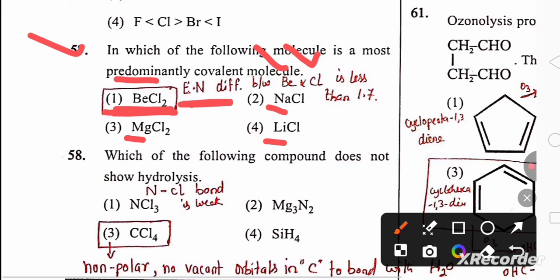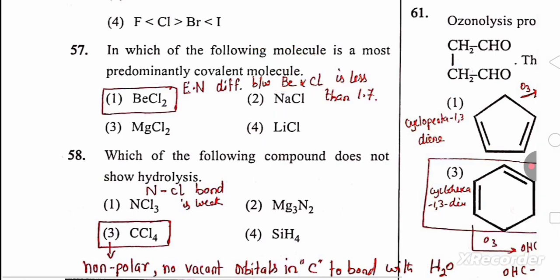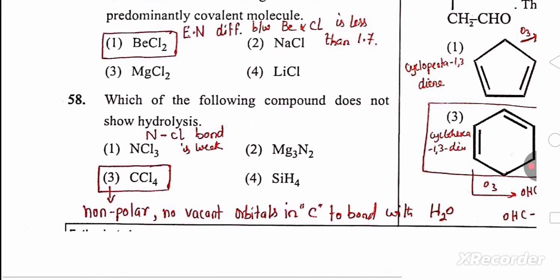electronegativity difference is very less compared to other metals with chlorine, where the electronegativity difference is very high. Whereas between beryllium and chlorine, the electronegativity difference is less than 1.7. So beryllium chloride is predominantly covalent in nature because their electronegativity difference is very less.